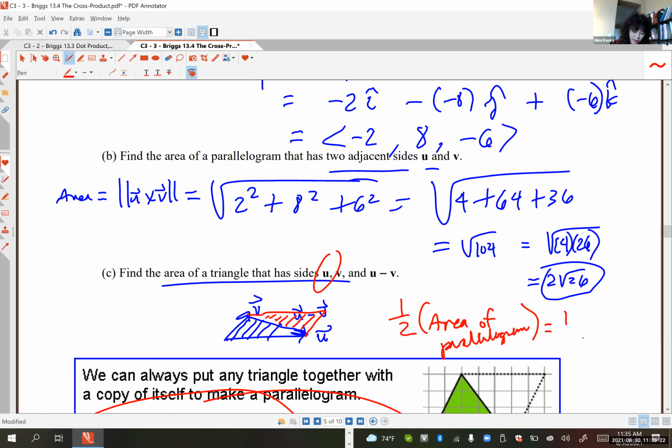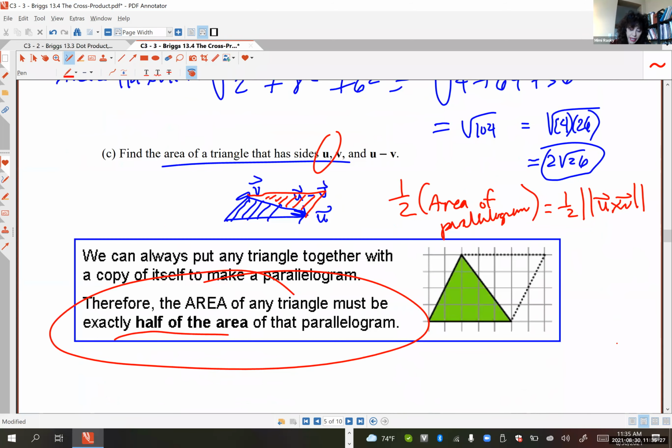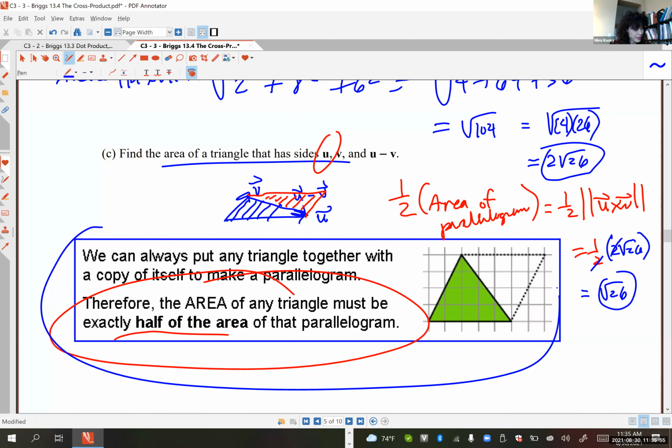That would be one half times the magnitude of U cross V. But we already got the magnitude of U cross V from the previous part. That was 2 square root of 26. So what's half of 2 times square root of 26 after reducing? Square root of 26. Yep. And we're done with letter C. Yay. And I put a little infographic here so you'll never forget how to find the area of a triangle.